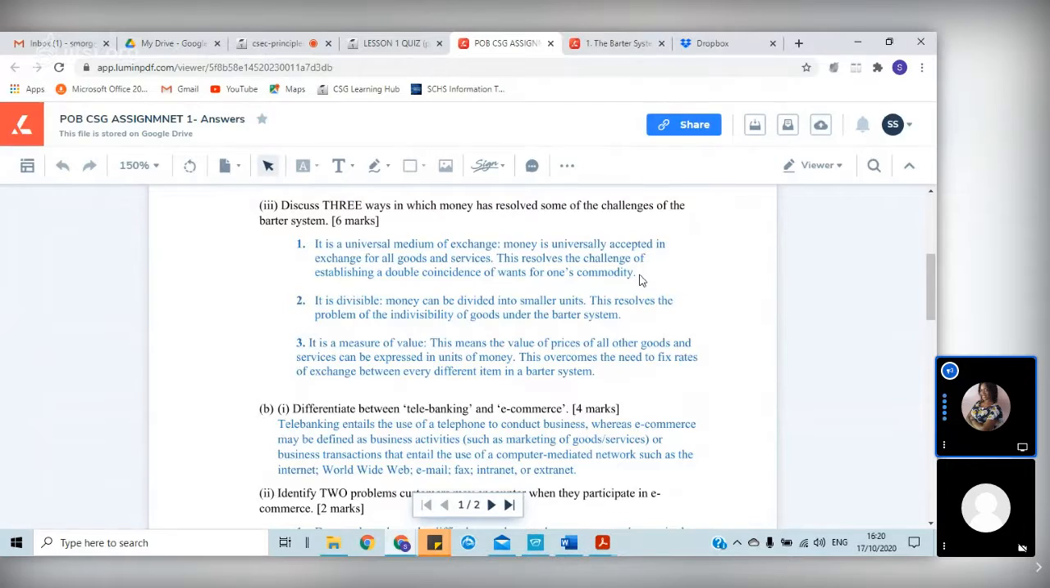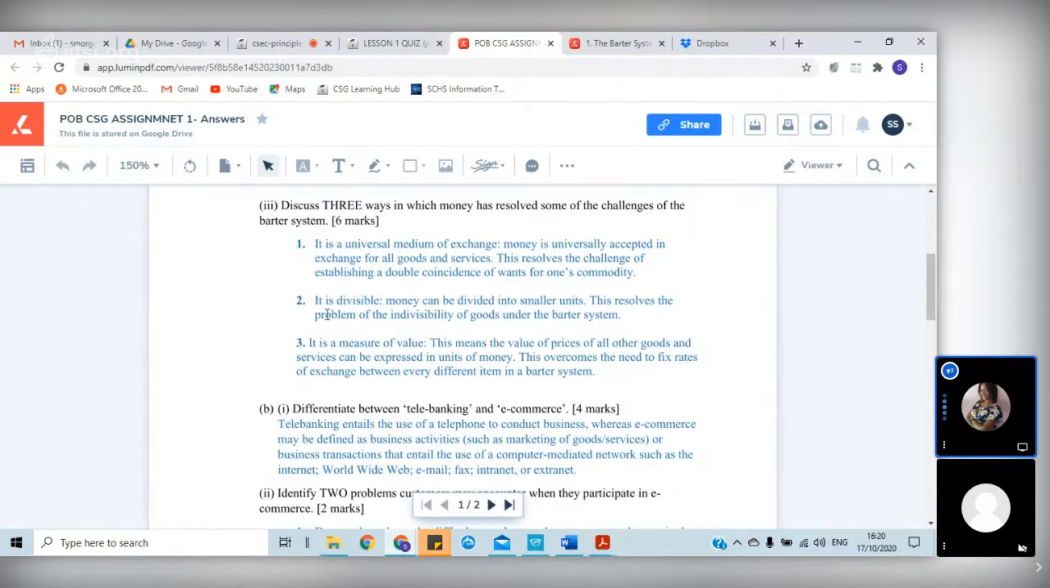Seeing that it is universally accepted, everybody accepts money for items. If you have money, and I have the good, then we can do an exchange. We can trade items with use of money.